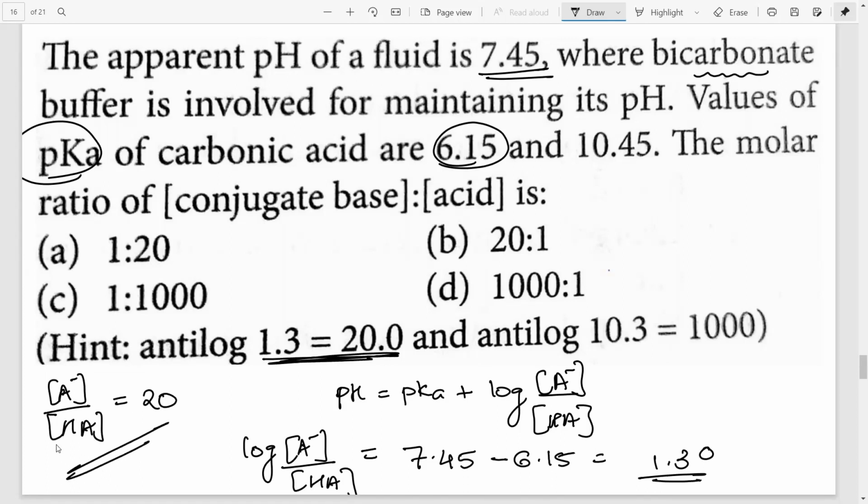So this is your easiest answer, right? This is as simple as it gets. Okay, so if you have gotten this correct, well and good. The ratio is 20:1.